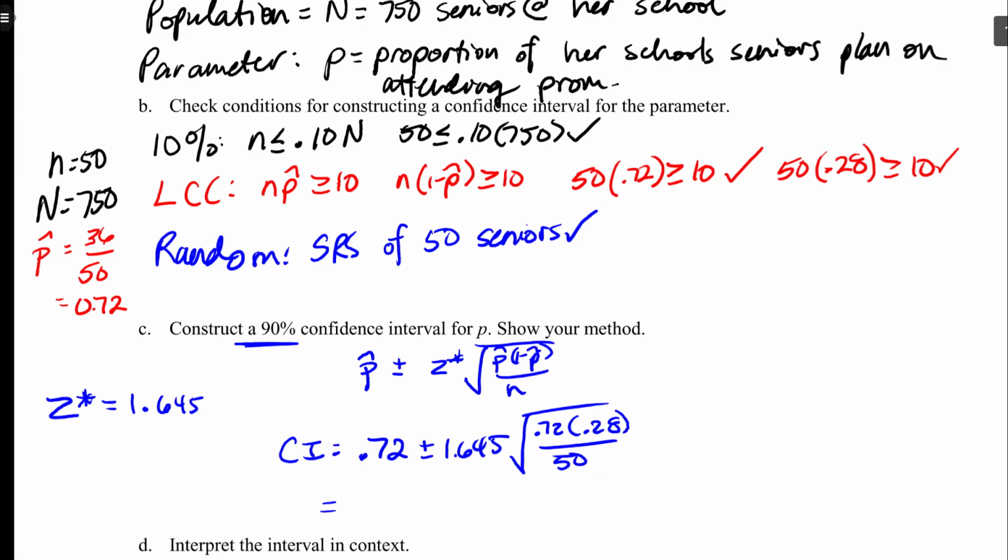So if you need more time, go and pause the video. But our answer here is 0.616 to 0.824. And I write this in interval notation, much like what we saw in 8.1. Put my lower bound in parentheses as well as my upper bound, separate them with a comma.